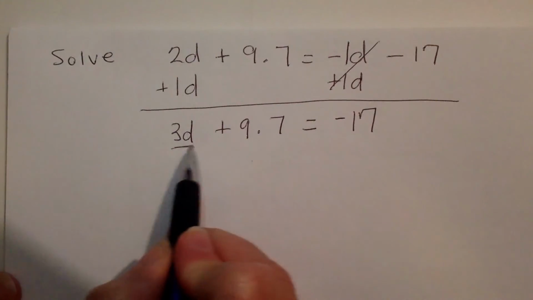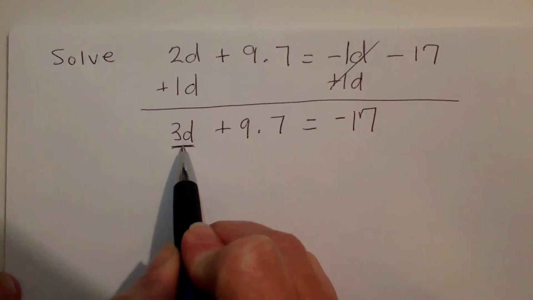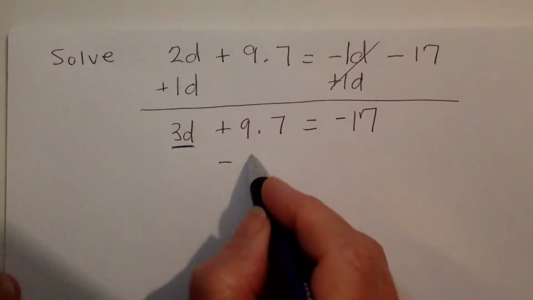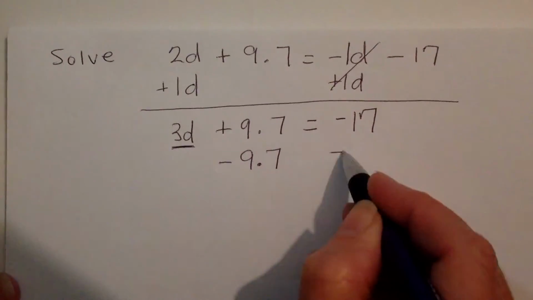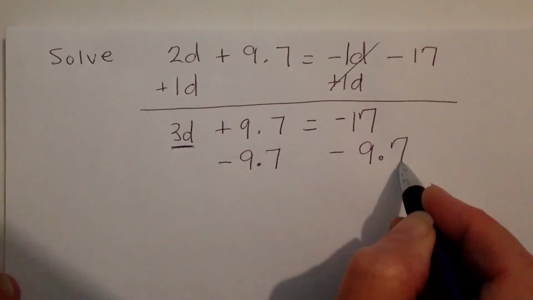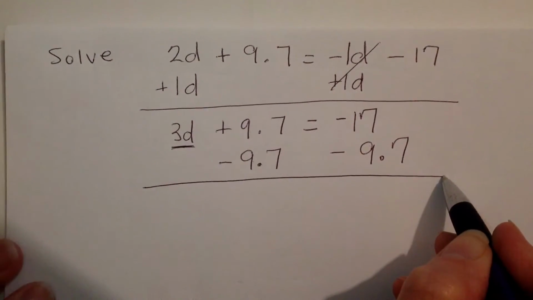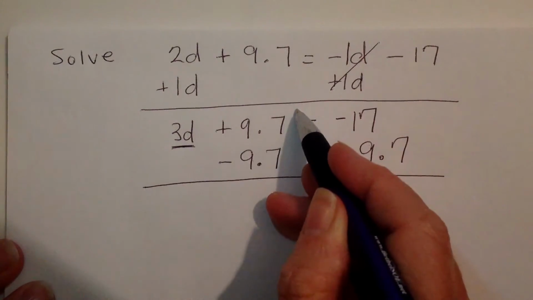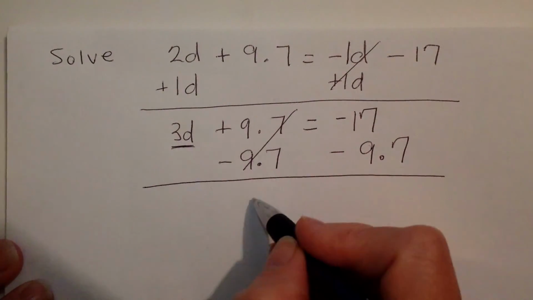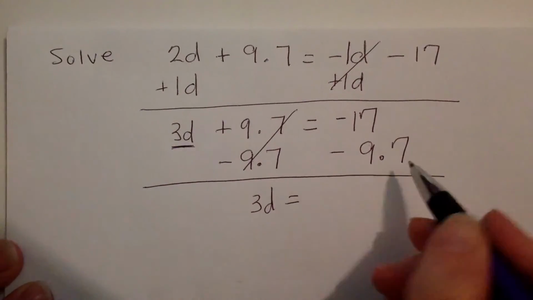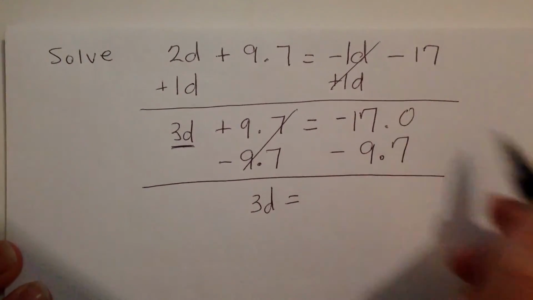Here's the only variable term I have. Let's isolate it. So I'm going to undo the addition of 9.7 by subtracting 9.7 from both sides. Subtract 9.7 from both sides. The 9.7's cancel. I end up with 3d equals 2. Always line up your decimals.